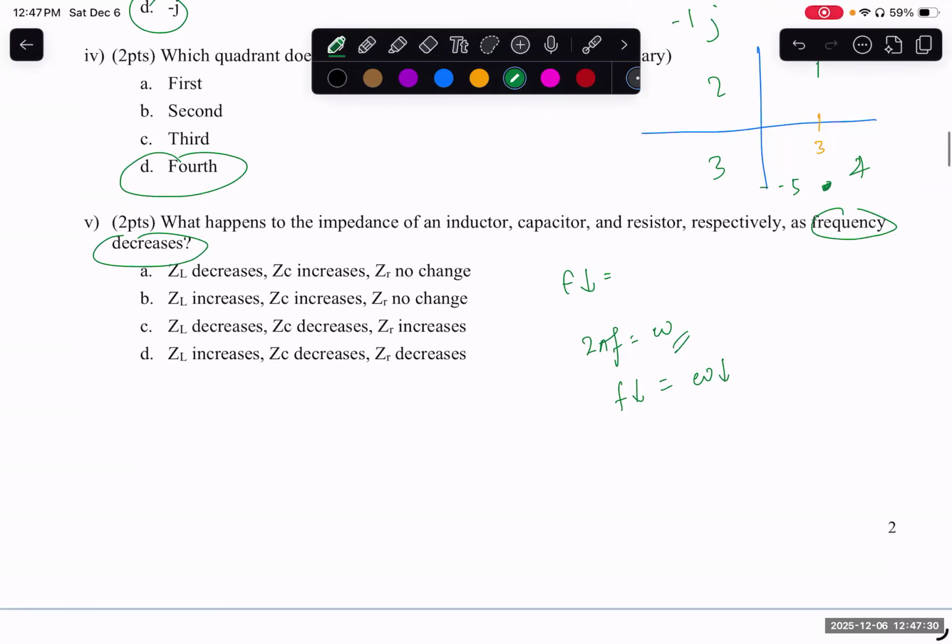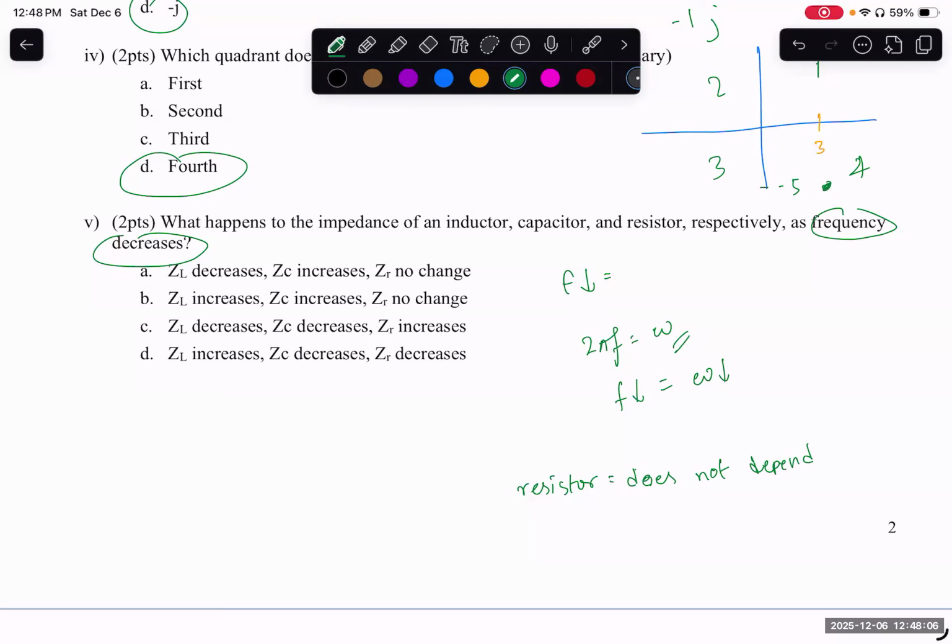So what would happen is that for the resistor, it does not depend on frequency. Always remember that the frequency only affects the capacitance and inductance, not the resistor. A resistor is basically a DC component, so there wouldn't be any effect on that.